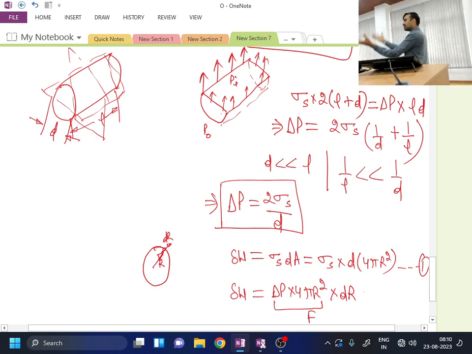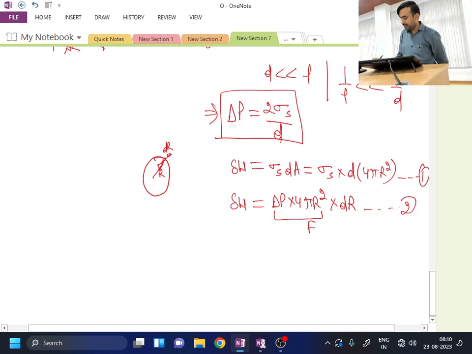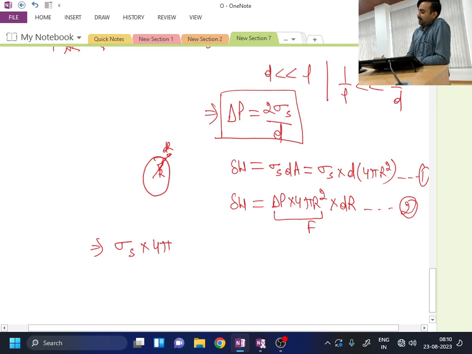Because in the complete bubble it is expanding, each and every part of the bubble is going through displacement dr. So the force at each and every point is delta P into 4 pi r squared, and the displacement is dr over here. Now if we equate equations 1 and 2, I will find that sigma s into 4 pi is constant, d of r squared will become 2r into dr, and that will be equal to delta P into 4 pi r squared.